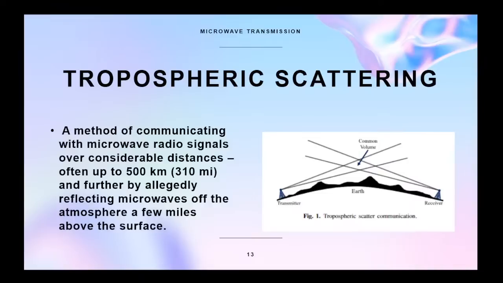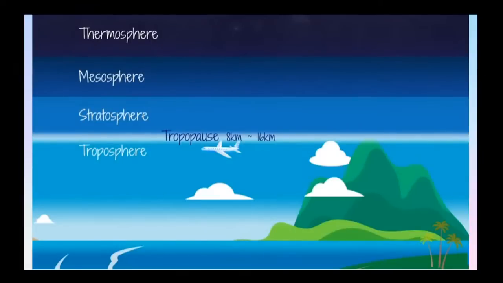Okay, very interesting. Now let's get into it. So you have the thermosphere, mesosphere, stratosphere, troposphere, and you have what they call the tropopause, around 8 kilometers or 16 kilometers. Okay, and so they say this is the area where stuff will reflect down.